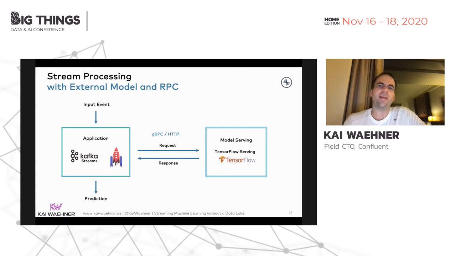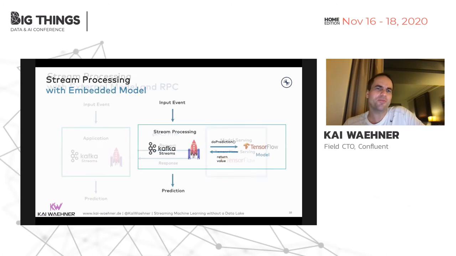So this is okay-ish for many use cases, but keep in mind that an RPC call in the middle is not really a streaming pattern. And so you have to worry about things like what happens in case of error, or what if there are latency problems, or if the model server only supports HTTP and this doesn't scale well for your use case. So there are some trade-offs, and therefore the other option is to embed your model directly into your streaming application.